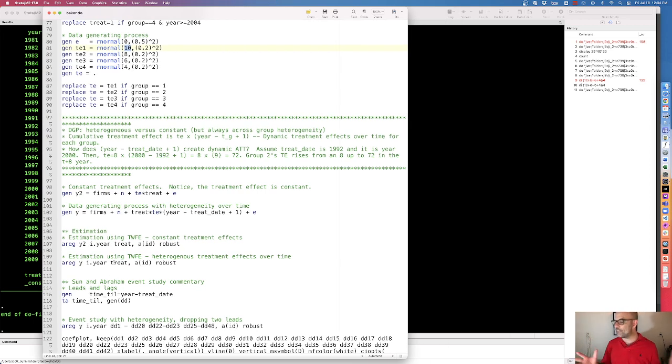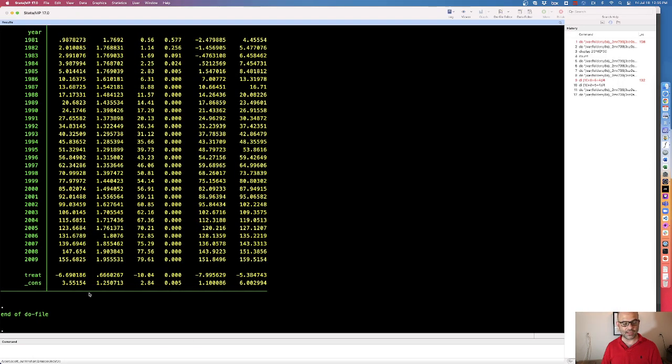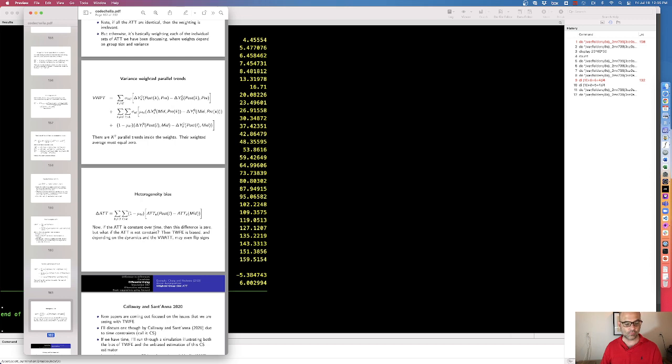So surely two-way fixed effects is just a weighted average over all the individual group ATTs. Let's see. All right? So I don't know what it is, but it seems like it should be positive. It is not positive. Negative 6.69. Okay? Negative 6.69.